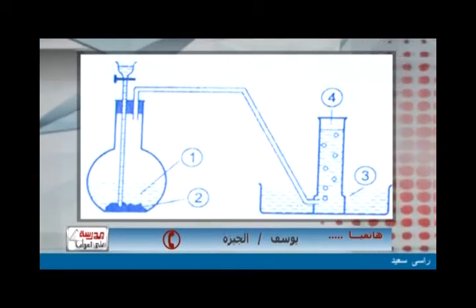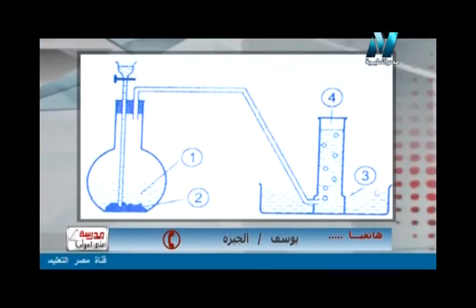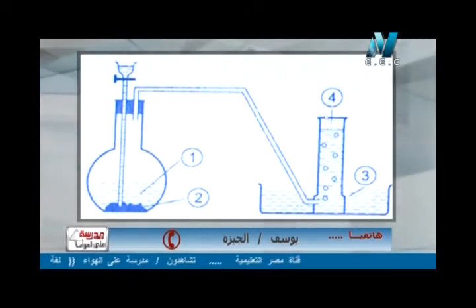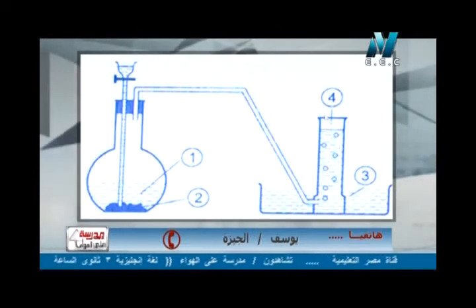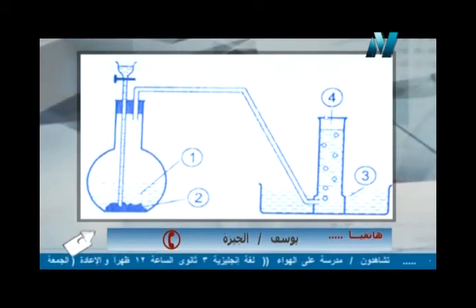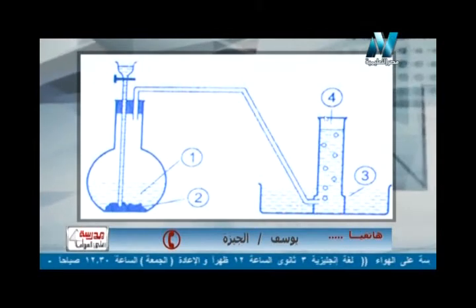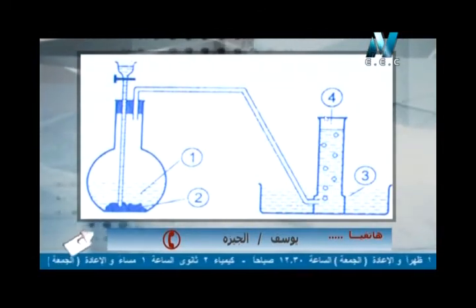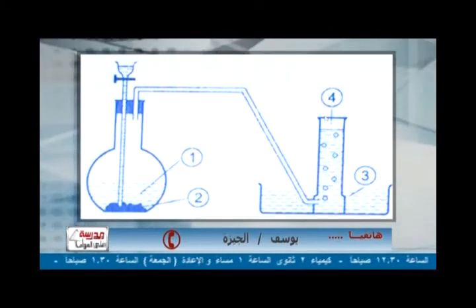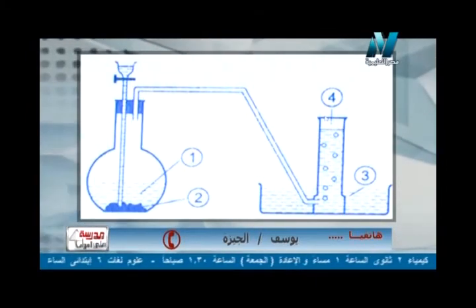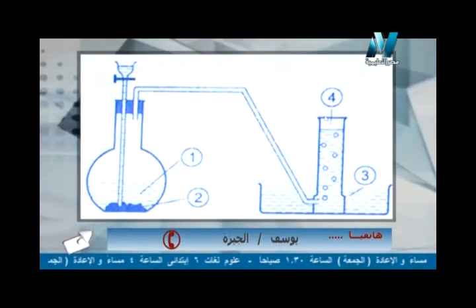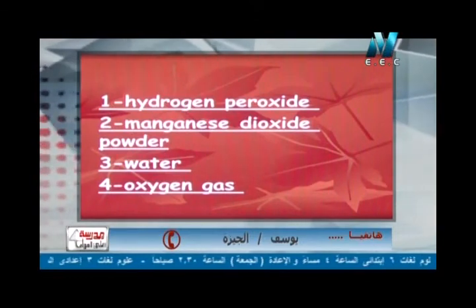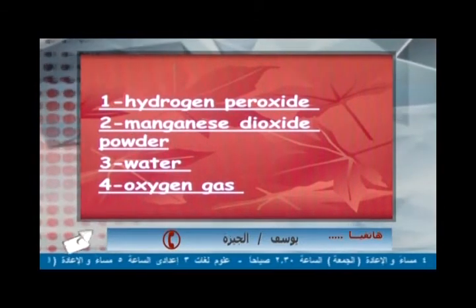So what about number 3? Number 3 is water. Number 4, the gas which I prepared, oxygen gas. So Yusuf, I have a question from this diagram. Give reason: we have collected oxygen by downward displacement of water. Because oxygen is scarcely dissolved in water. So now let us see your answer: hydrogen peroxide number 1, manganese dioxide powder, water number 3, at last oxygen gas.